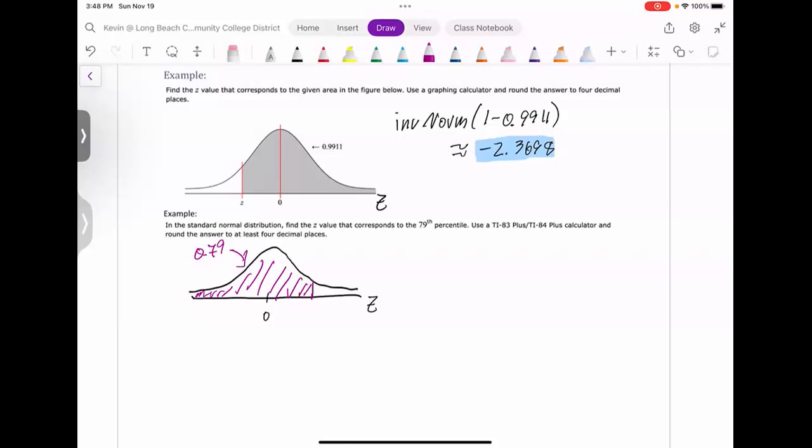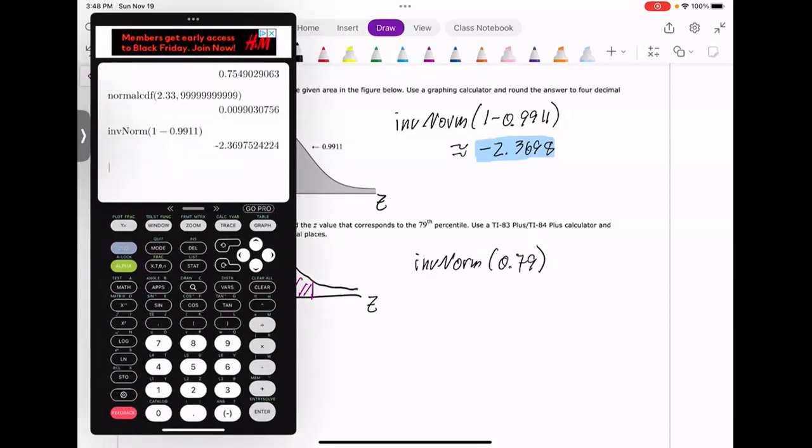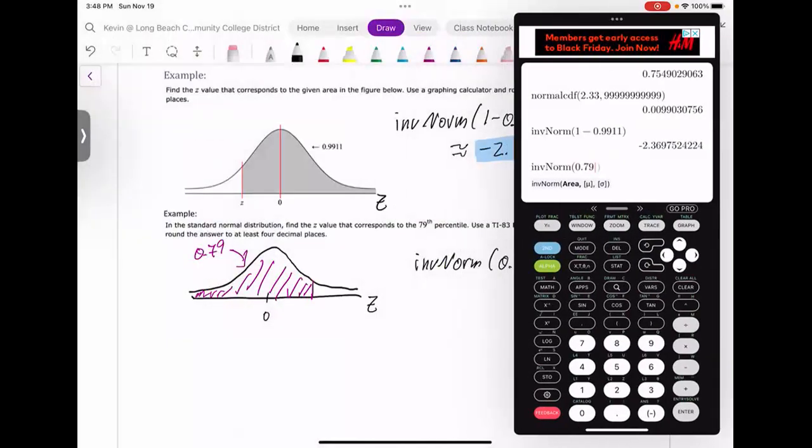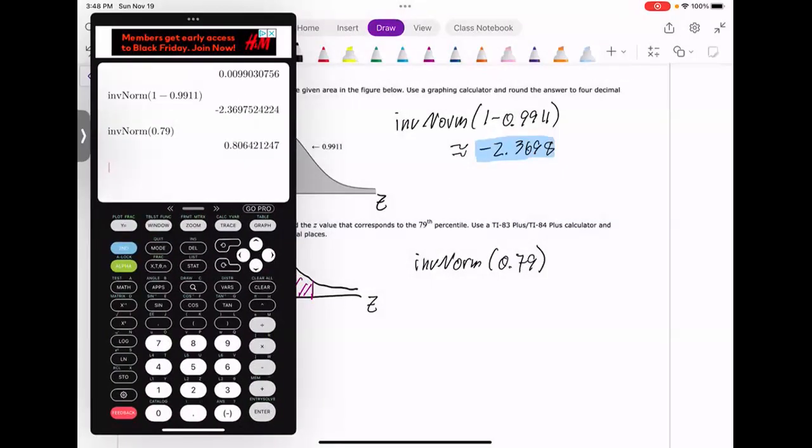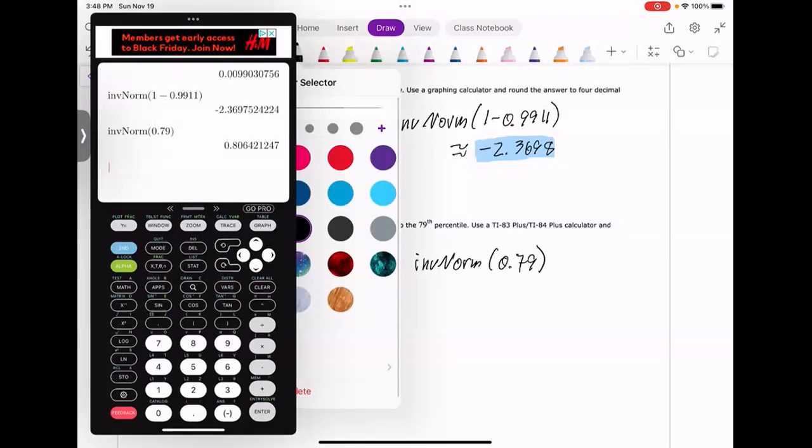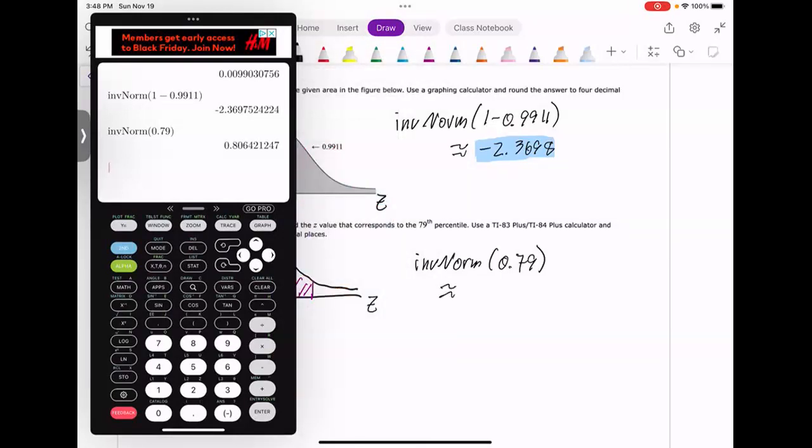Now notice it's area to the left, so that's good. So when we use inverse norm, we don't have to do the complement. Second, distributions, inverse norm, 0.79. And I'm going to guess my Z value is going to be positive because it's to the right of 0. That was right. So my Z value in this case is about 0.8064.